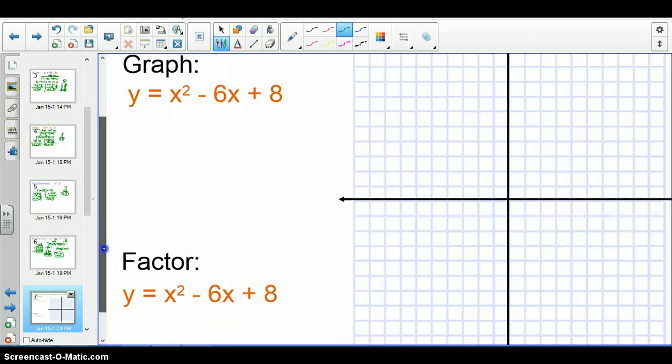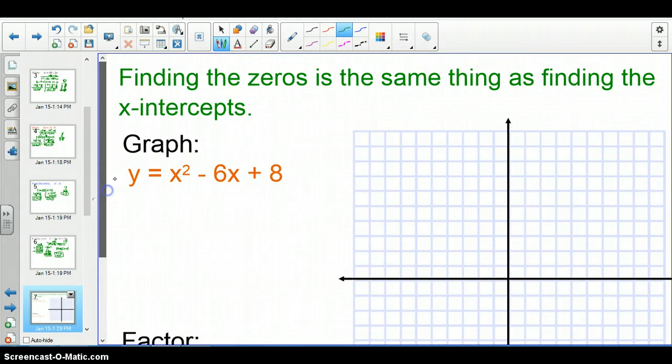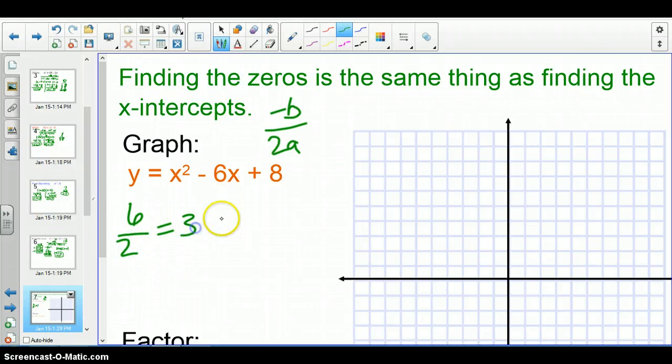Okay, so now we're going to talk about finding the zeros. When we find the zeros, that means we're finding the x-intercepts. So first thing we want to do is graph this quadratic here. And to find the vertex, we use a little formula of negative b over 2a for our x value. So our x value is negative b over 2a, which is 6 over 2, which equals 3. So our vertex is going to be 3, and we've got to find the y value.